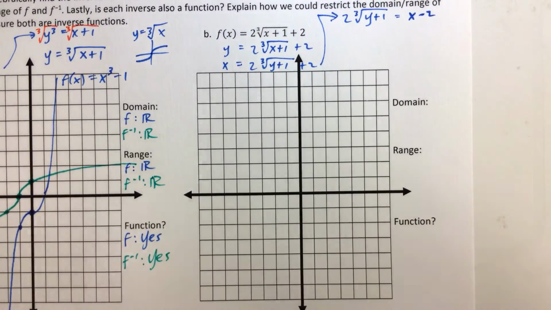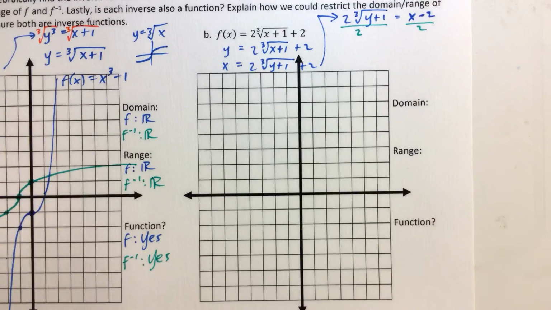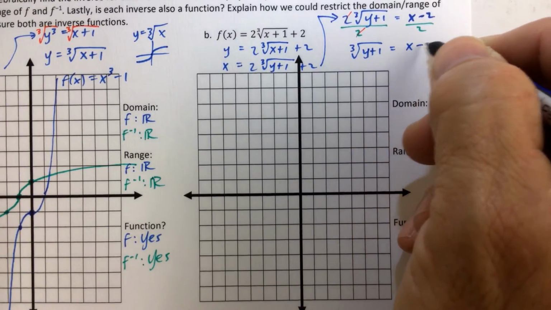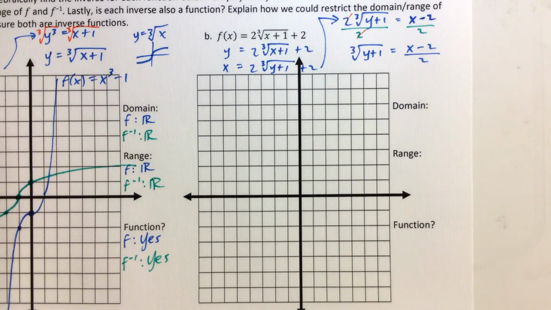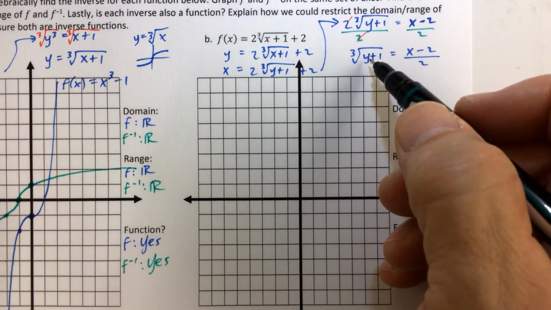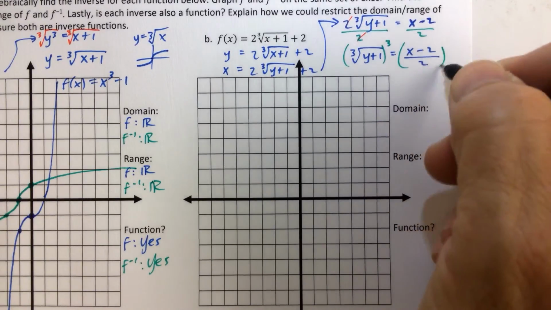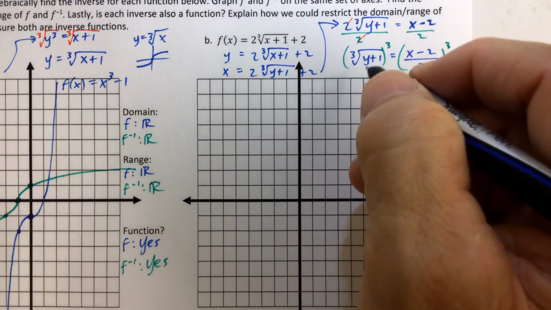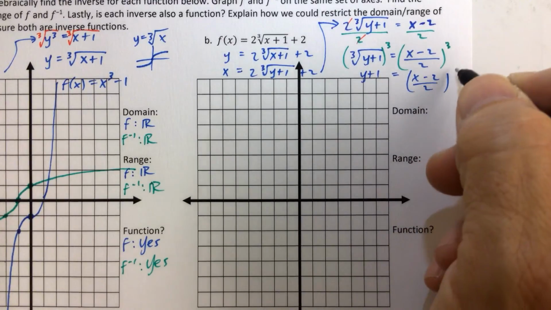And then from here, we have to isolate the cube root, and so isolating that means we're going to divide both sides by 2, so the 2's will cancel. Now we have the cube root of y plus 1 is equal to x minus 2 all over 2. And now we want to undo what's being done to the variable y, because we want to get y by itself. So to undo cube root, we cube both sides. And so we get y plus 1 on the left, and we get x minus 2 over 2 cubed on the right.